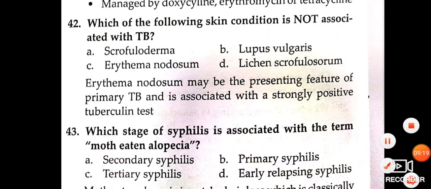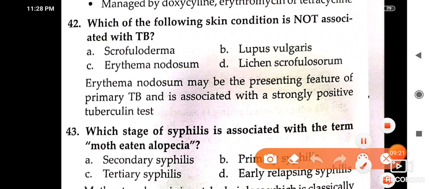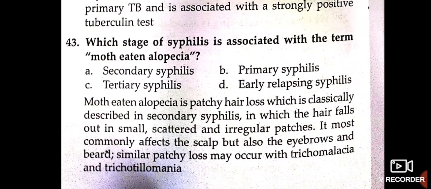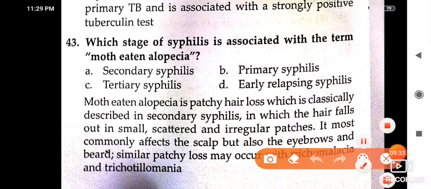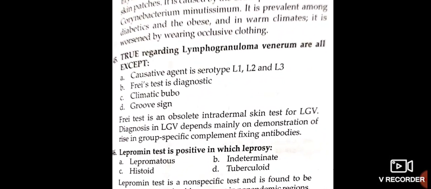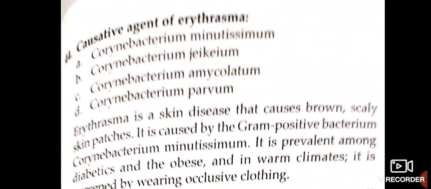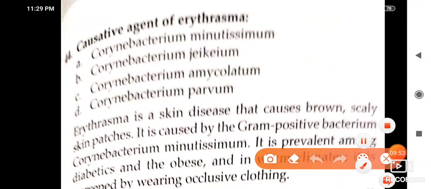Which of the following skin conditions is associated with TB? Erythema nodosum. Which stage of syphilis is associated with the term moth-eaten alopecia? That is secondary syphilis. Causative agent for erythrasma is Corynebacterium minutissimum.